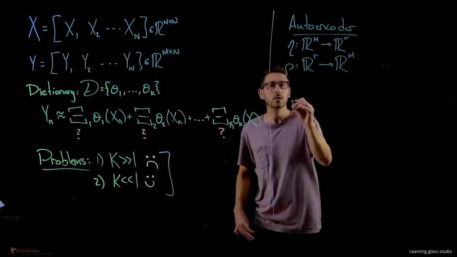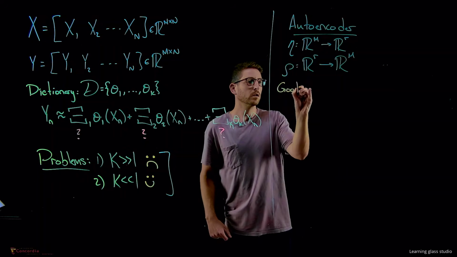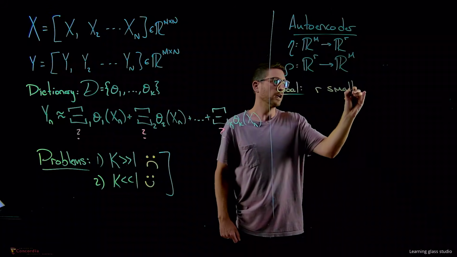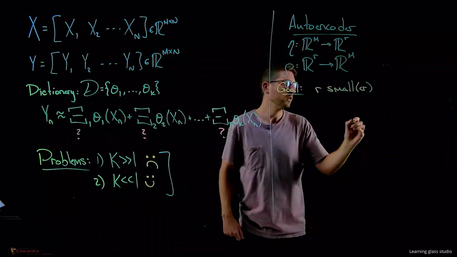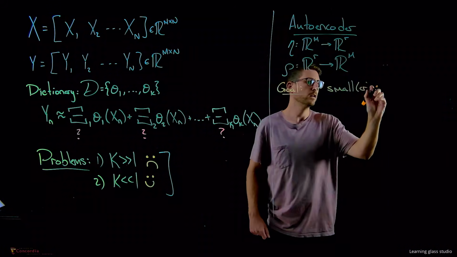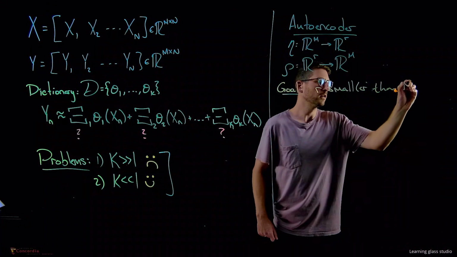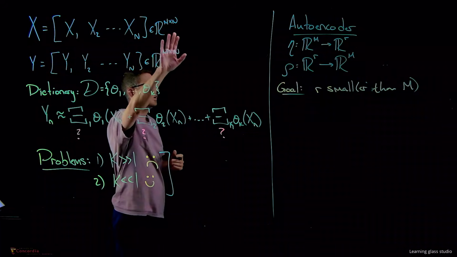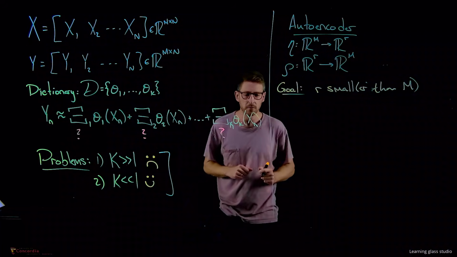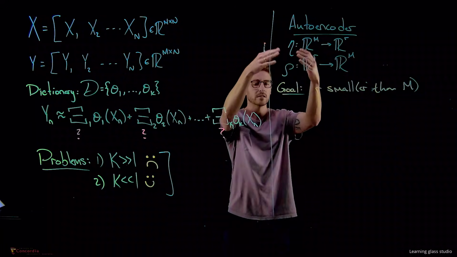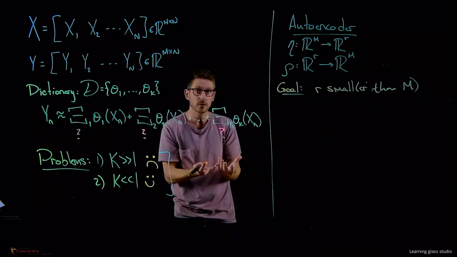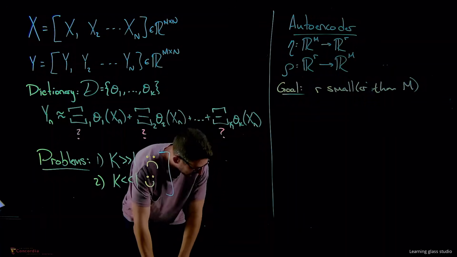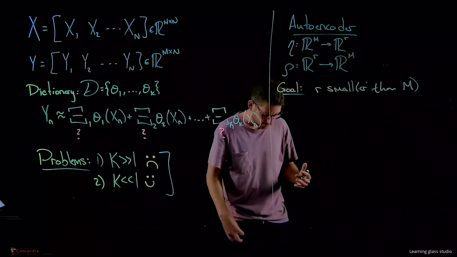But the goal is to have r small, and in particular smaller than m, right? So the basic idea here is maybe I have very high dimensional data, but there's a low dimensional structure sort of embedded in there. So you can imagine these things as projections onto manifolds, for example, sort of warping your data in such a way that it can be represented on something very low dimensional.